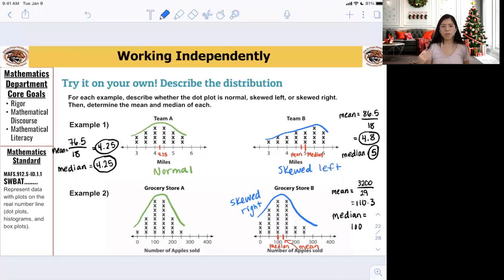All right, so do I have any questions on how I calculated that, how I figured out whether it was normal or skewed? I have a question for Team A. Sure.